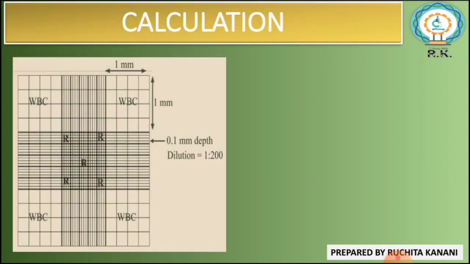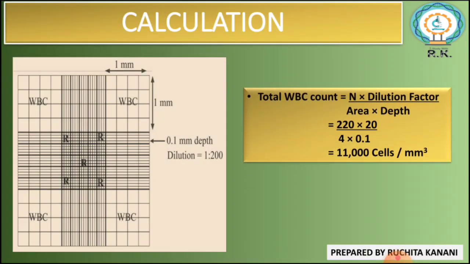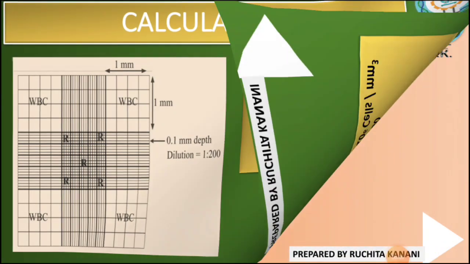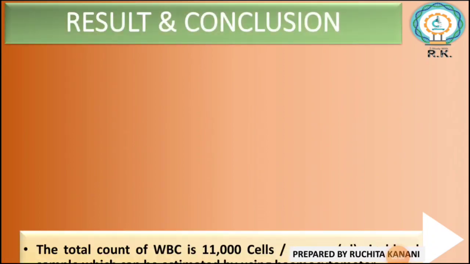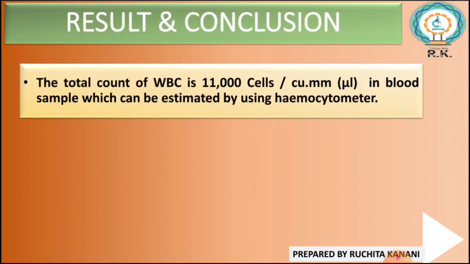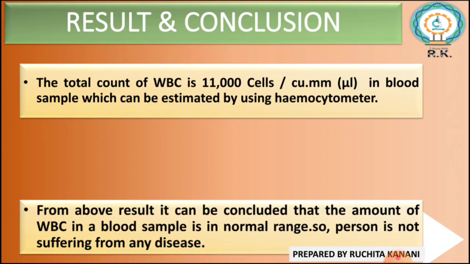Next, put these values in this equation. So total WBC count is equal to 11,000 cells per cubic mm. So the result is that the total count of WBC is 11,000 cells per cubic mm in the blood sample, which can be estimated by using a hemocytometer.